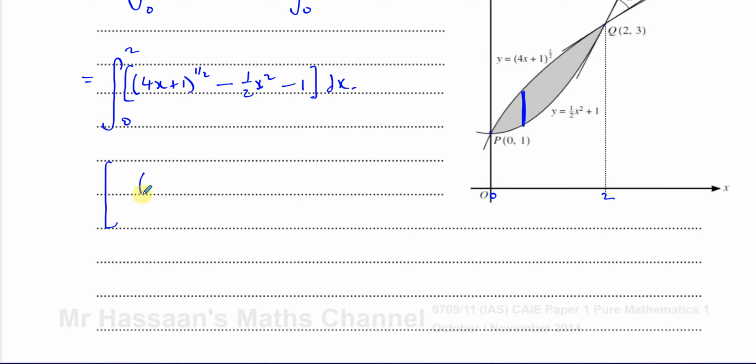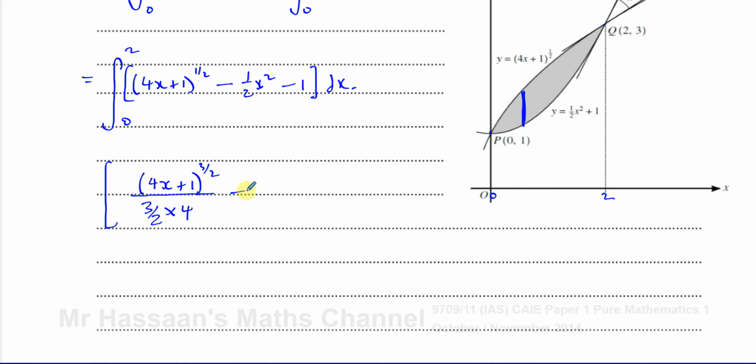So we can reverse the chain rule and write this as (4x plus 1), and now we add 1 to the power, so that becomes 3 over 2, since a half plus 1 is a half plus 2 over 2, which is 3 over 2. Then we divide by the new power, and we also divide by the differential of what's inside, which is 4. That's basically integrated this, and we can simplify on the next step.